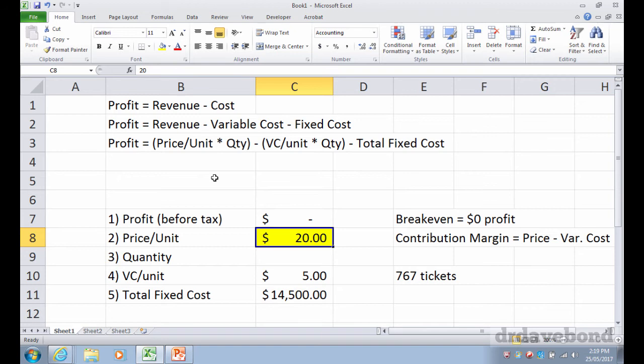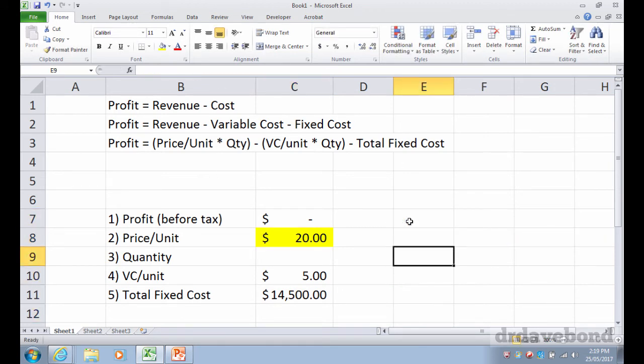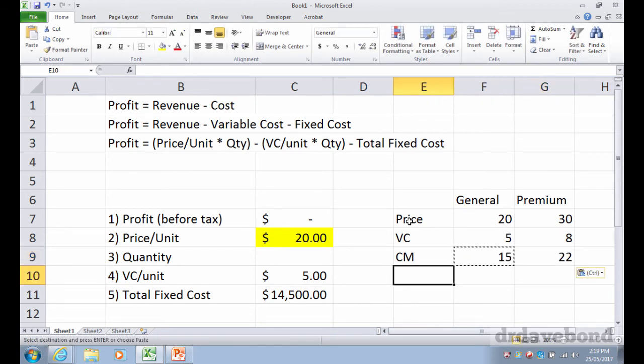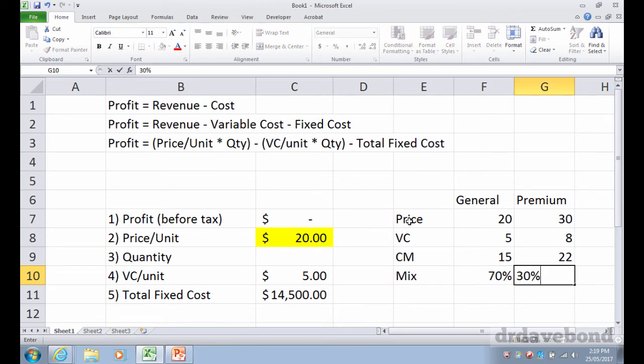So if we got 70 and 30 as a sales mix, I'll write this stuff up. For the general ticket, we have a price of 20, variable cost of 5. For the premium ticket, we've got 30 and we've got 8. So the contribution margin per unit is 15 and 22. The mix is 70%, 30%. You can use this with as many products as you want, as long as everything adds up to 100%.